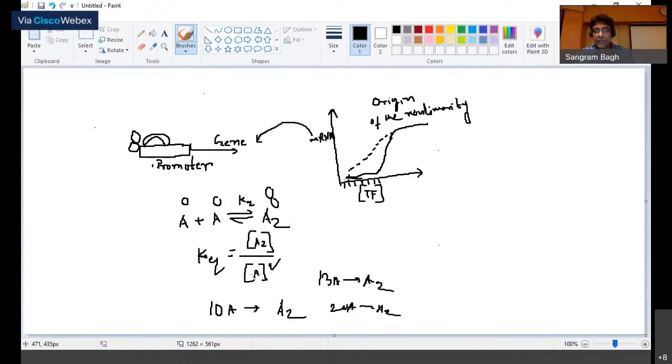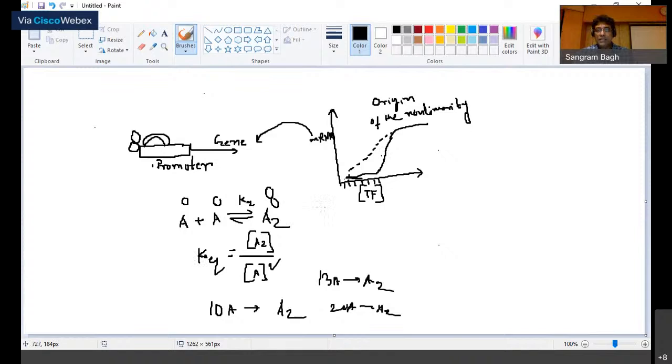That's not the case. This is determined by the equilibrium, which is not an infinite number, but a finite quantity. So which basically means there's a possibility. So what actually happens? Probably when 10 A's are present inside the cell, you get one A2. Or if you have 13 A, you may get one A2. Or if it's 20 A, you may get one A2. And that depends on the value of this equilibrium constant, right?